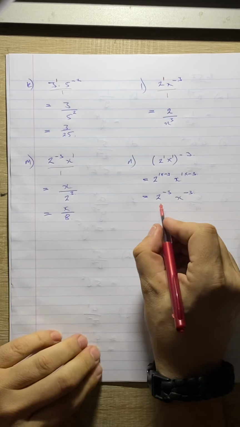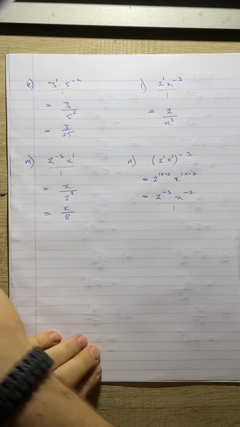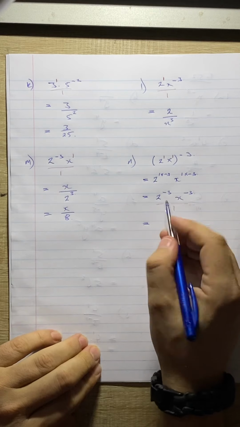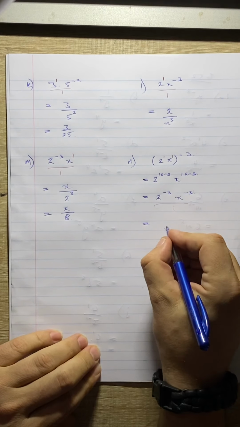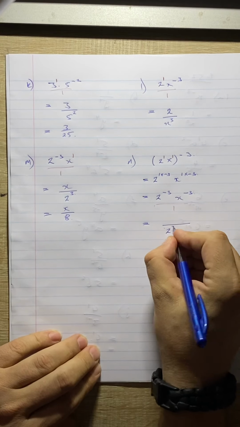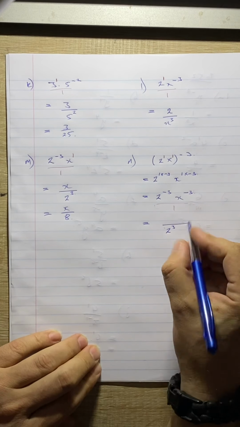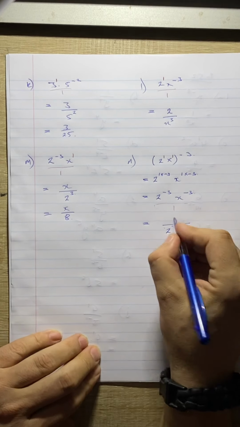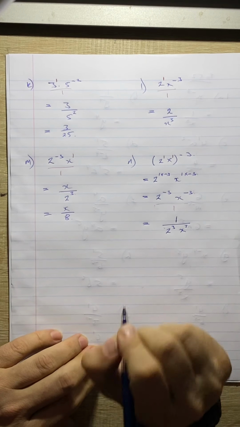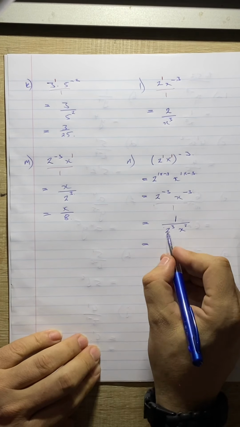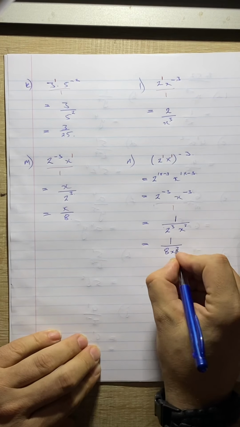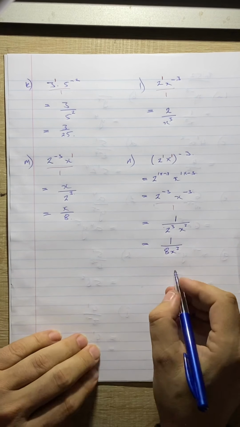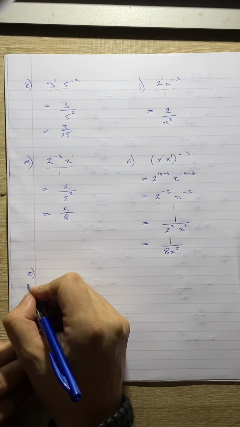Okay, so remember that this is all over an invisible 1. He's not happy there, take it to the bottom. So we've got 2 to the 3. He's not happy, take him to the bottom, x to the 3. And remember, we put a 1 up at the top like that. Okay, so now I can actually work out what 2 to the 3 is. 1 over 8x cubed.